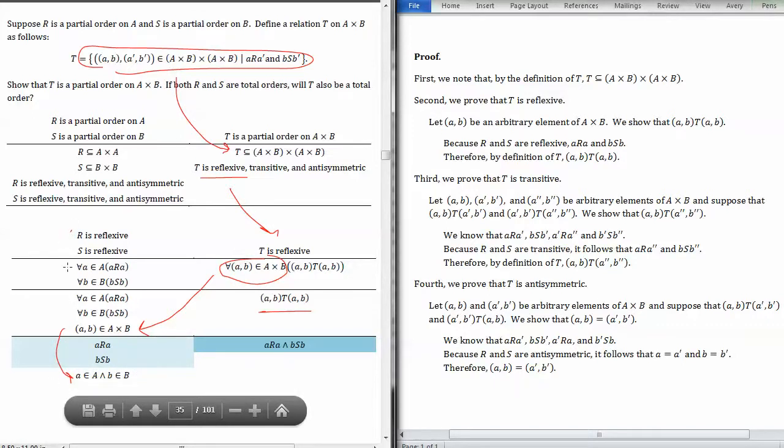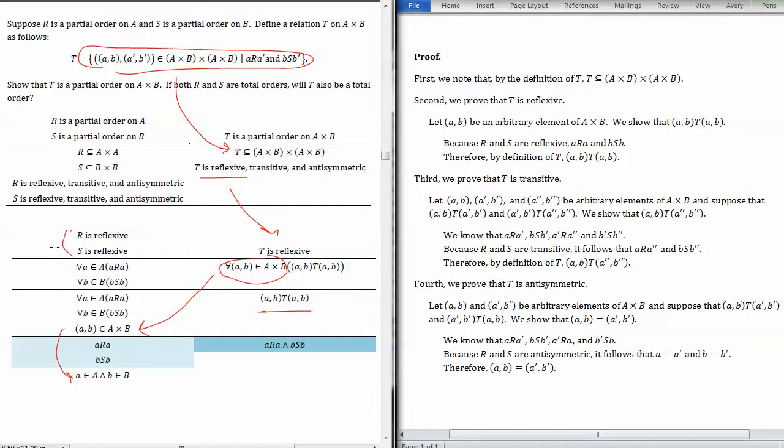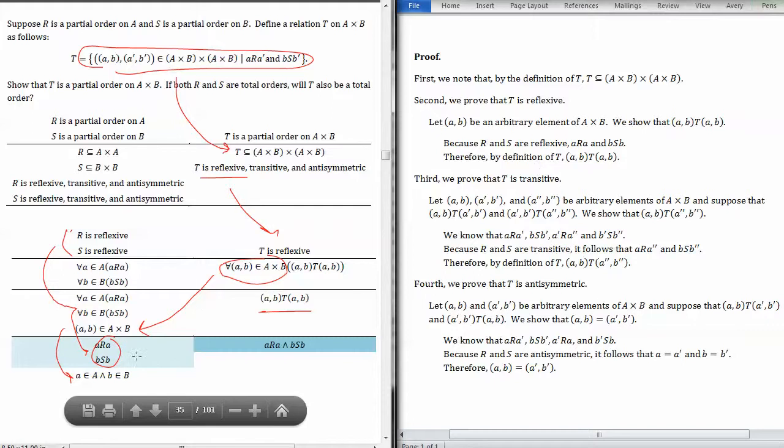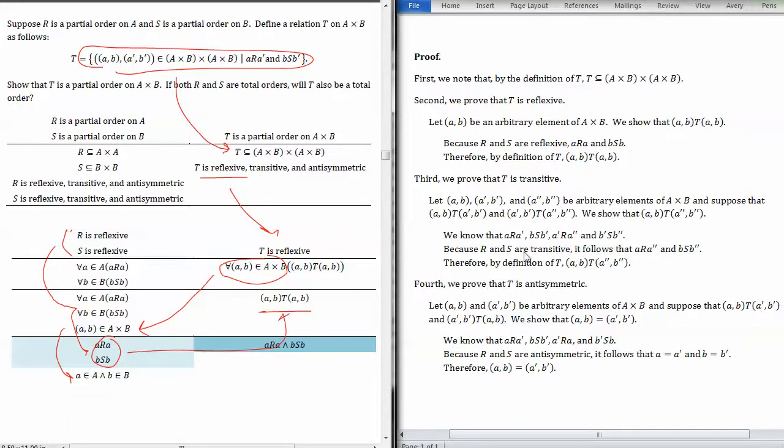And then these being reflexive, via their definition and universal instantiation gave us these two statements, right? So that's what I'll mention here, because R and S are reflexive, aRa and bSb, and therefore those two things together give us what we want, right? By definition of T, (a, b) is related to itself under T. So we have that T is reflexive.